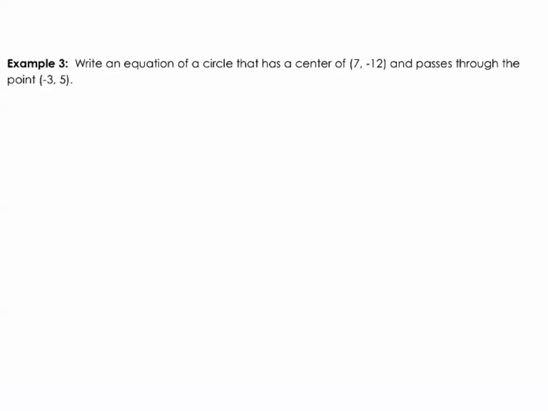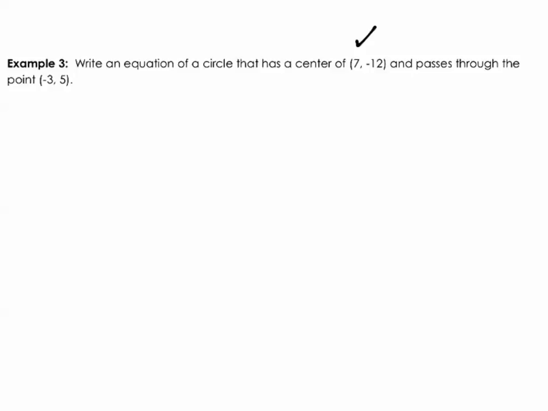Alright, so we're going to go ahead and write an equation of a circle that has a center of (7, -12) and passes through the point (-3, 5). So remember that you need two things in order to write the equation of a circle. You need the center and the radius. So check, we've got the center, that's great. Now we have to find the radius.